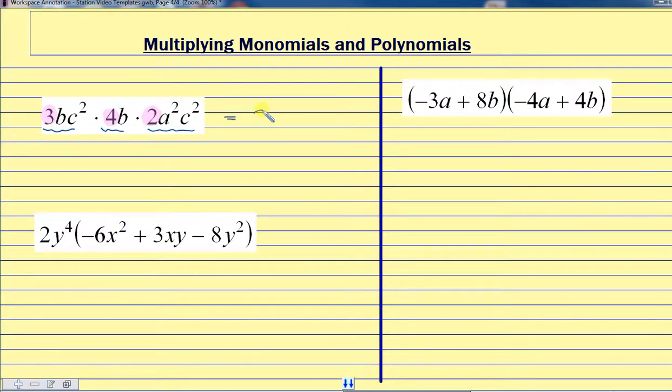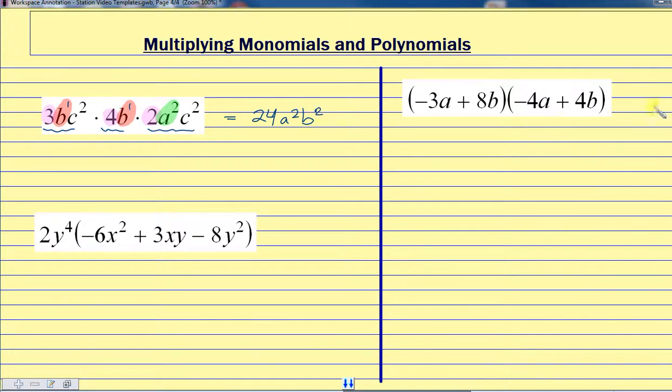So we've got 24. And then we'll write our variables in alphabetical order. So first we have a's, and it looks like we only have a squared, no other a terms. So that's just going to come out being a squared. And then b terms, we've got b to the 1, and that's it. So remember, powers add when we're multiplying. So b to the 1 and b to the 1, 1 plus 1 makes b squared.